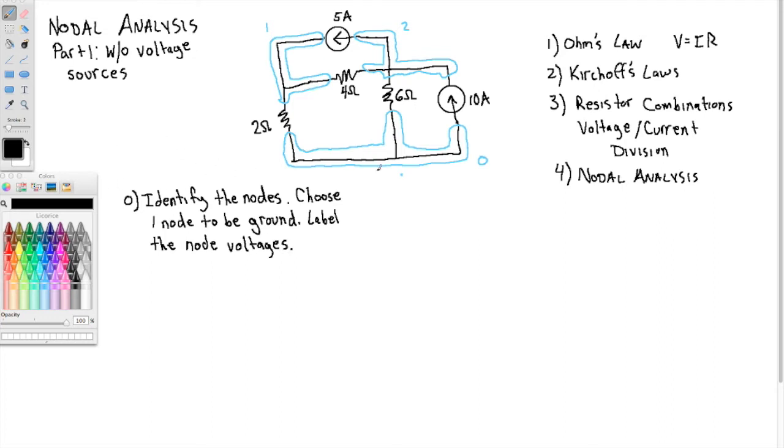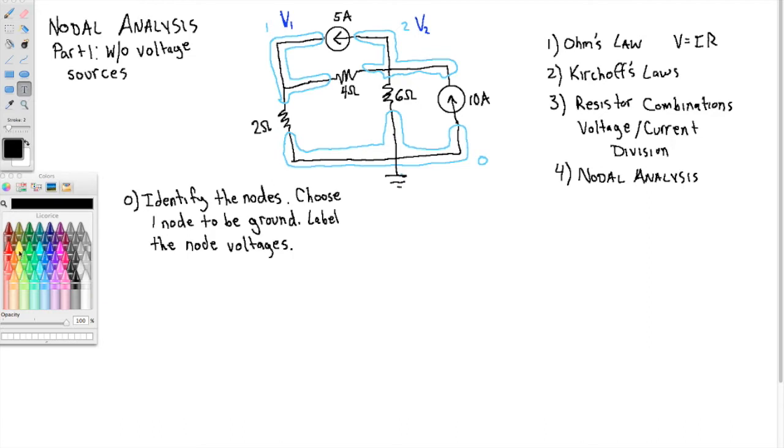Okay, so in this circuit, I've already called this node 0 down here, so I'm going to choose that one to be ground. And I've already chosen this node to be 1, and so we'll label the voltage at that node V1. So whatever we find V1 to be, maybe it's 9 volts, that's 9 volts relative to this node, okay, because this is our reference node. And similarly, I'm going to label the voltage at this node V2. So identify the nodes, choose one node to be ground, label the node voltages. That's what we've done. Okay, and these are our unknowns.